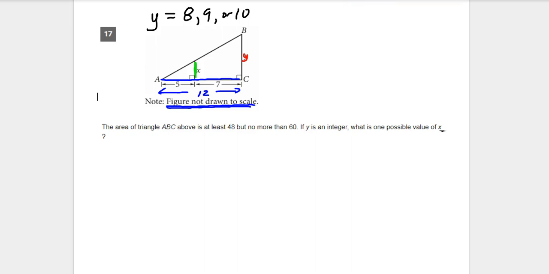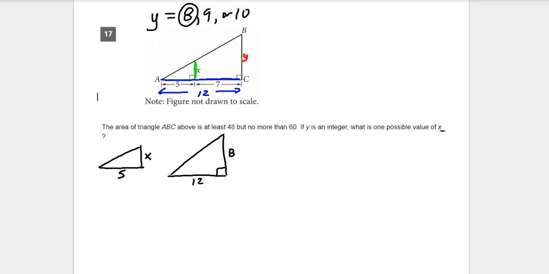So now that I've established what y possibly is, I need to focus on these triangles that are actually similar triangles. I have a small triangle, let me just draw this little one here. It's 5 by x. And if I compare that to the big triangle, let's do this first one using y equals 8 first. So I have a proportion, and these two triangles are similar.